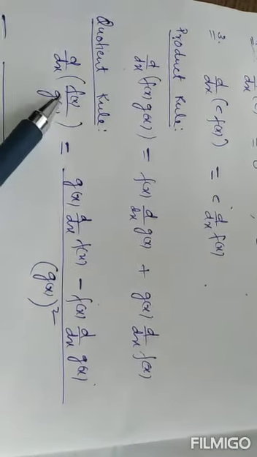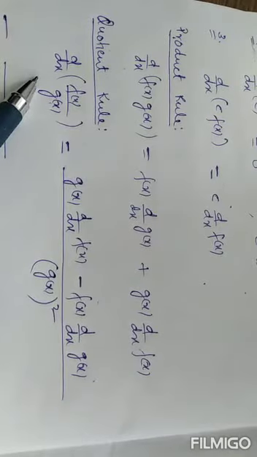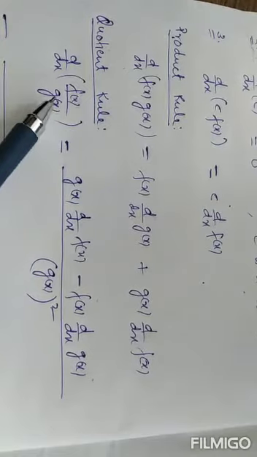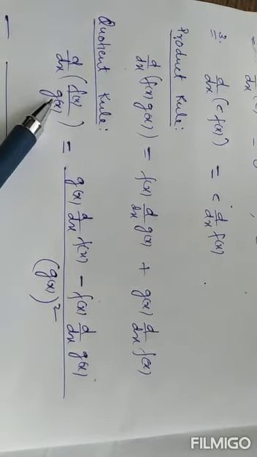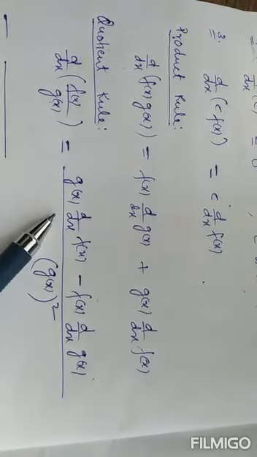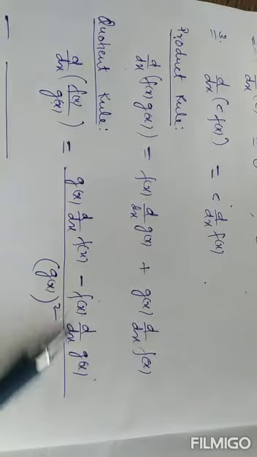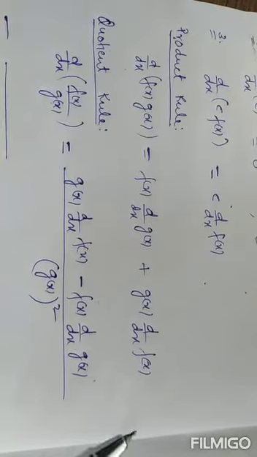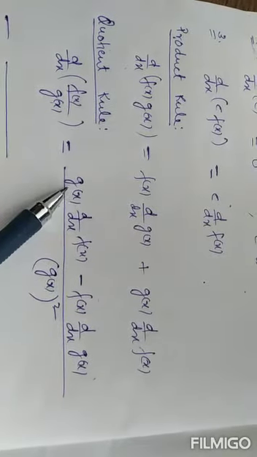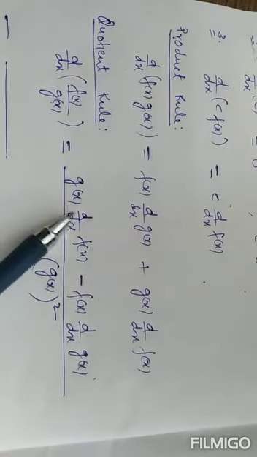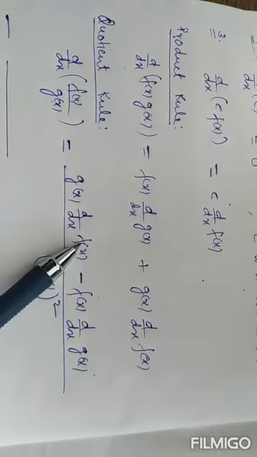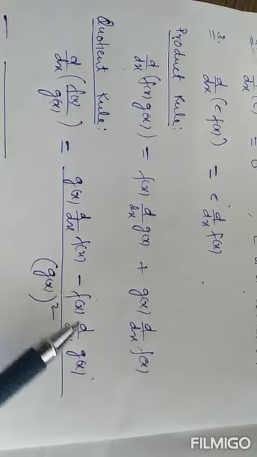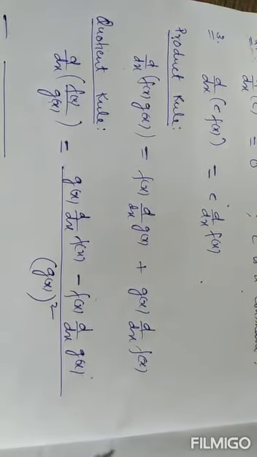Then the quotient rule, d/dx of f(x)/g(x), that means the function f(x) divided by the function g(x). So when I have this one, I have to use this formula. In the denominator, I'll have g(x) whole thing squared. And then in the numerator, again g(x) will come first, then differentiate f(x), minus, now f(x) will remain constant, d/dx of g(x).